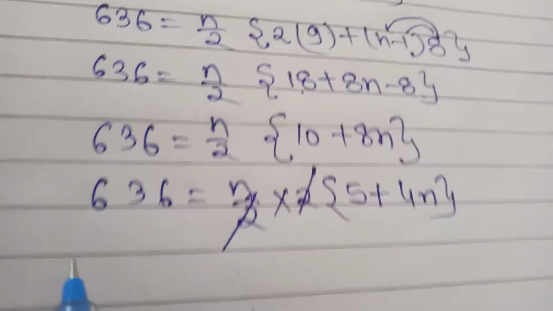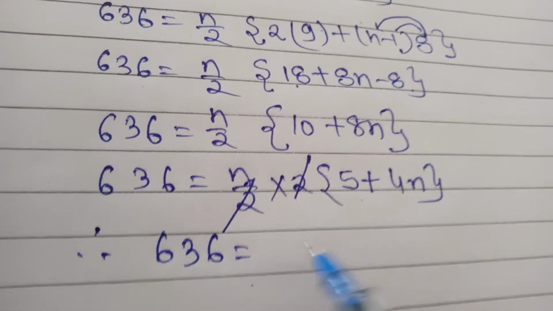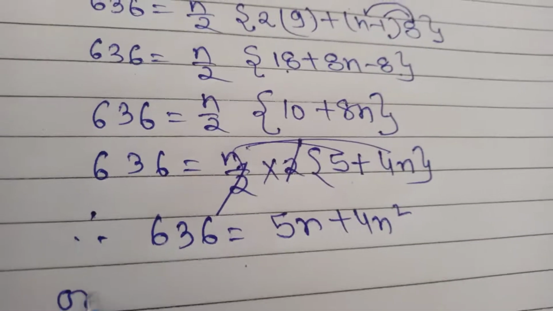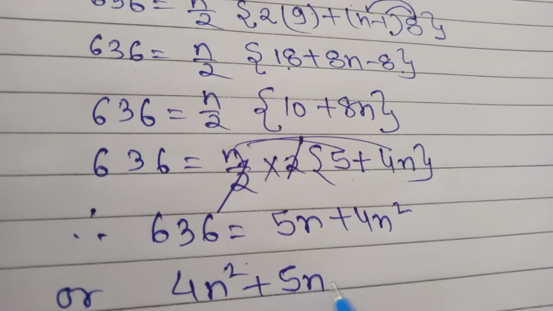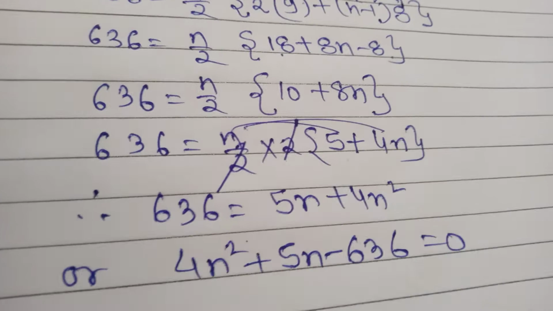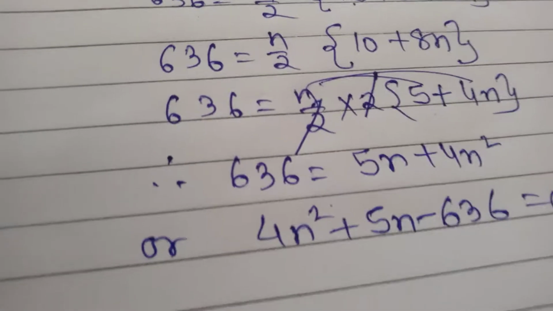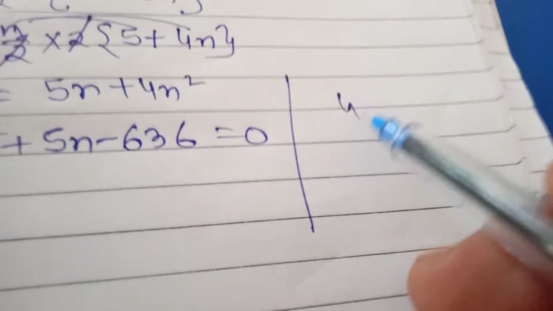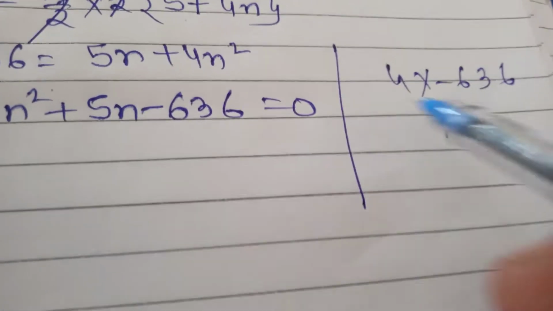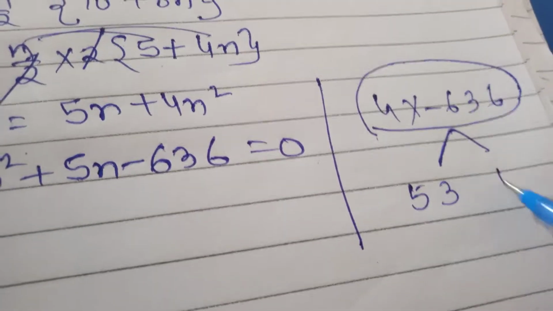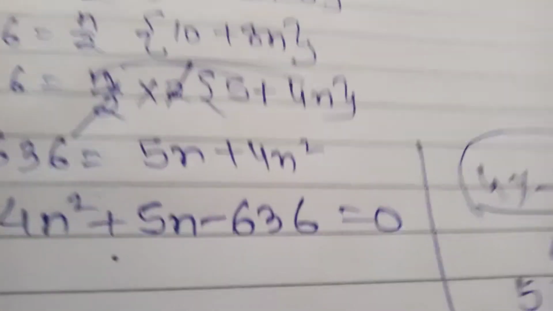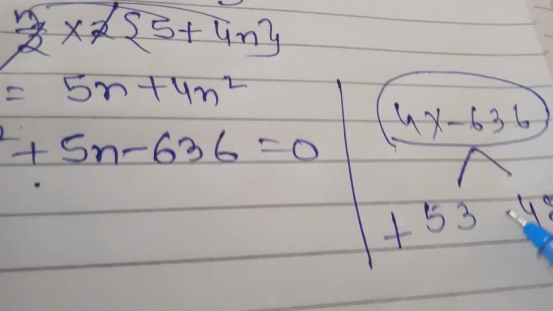Now we cancel 2 and 2. So we have 636 is equal to n into (5 plus 4n), multiplying n with 5 and 4n, which gives 4n square, or it can be written as 4n square plus 5n minus 636 is equal to 0. This is the quadratic equation. Multiply 4 into minus 636, and you will get the two factors. The two factors are 53 and 48. The middle term is plus, so 53 will be plus and 48 will be minus.